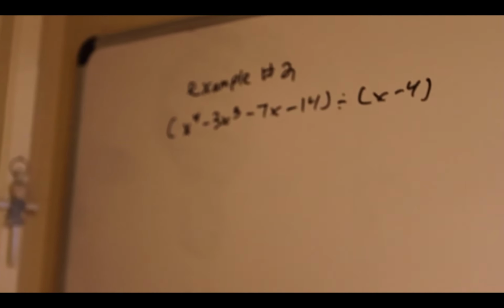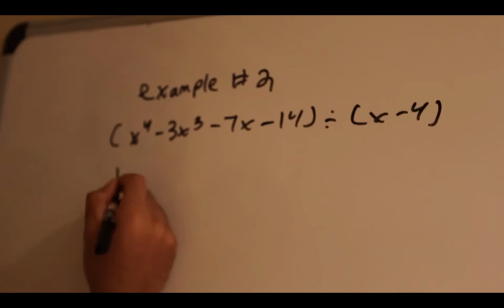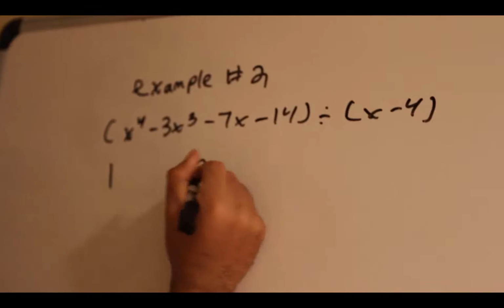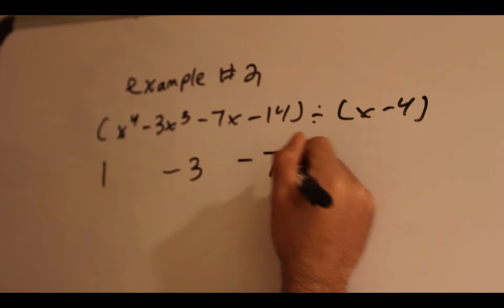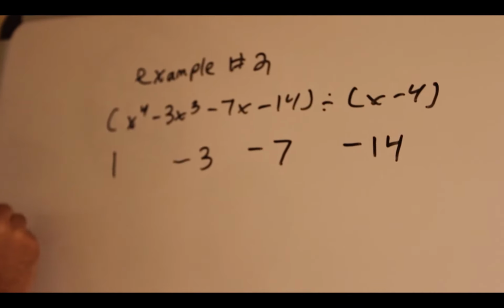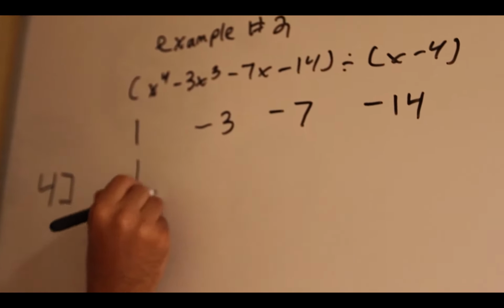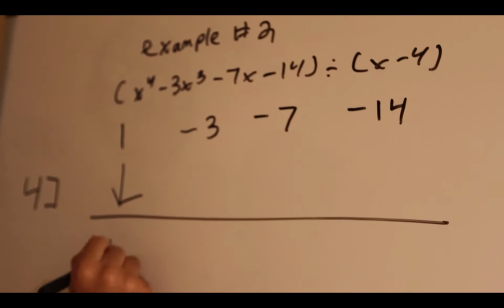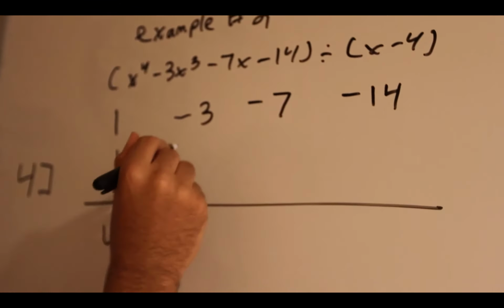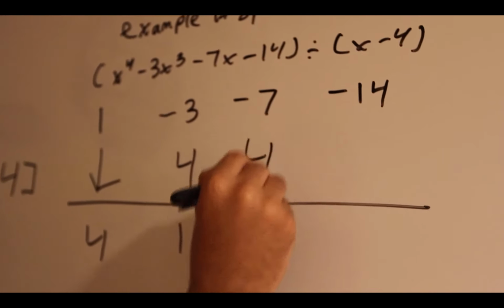Example number 2. So, again, we're going to write our coefficients. So 1, -3, -7, -14. We're going to change that sign to a 4. So drop it like it's hot. 4. Then we're going to put it here. We add, becomes 1. Multiply by 4 again.